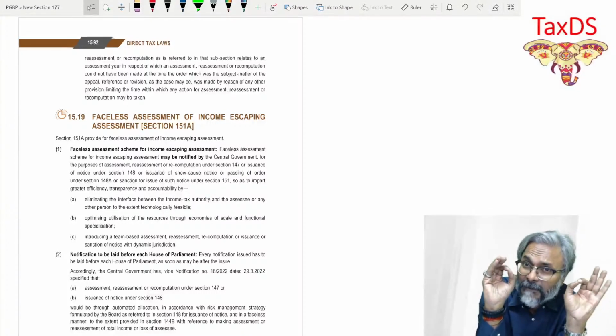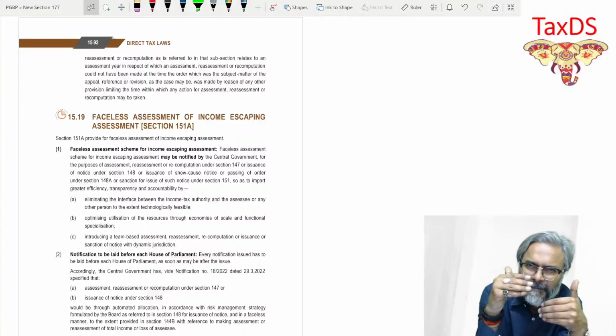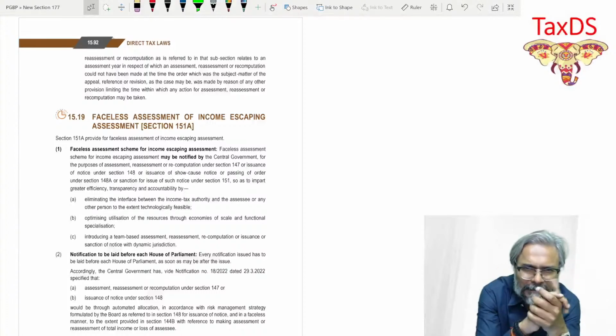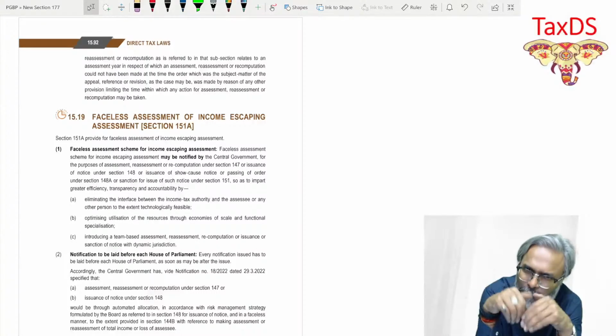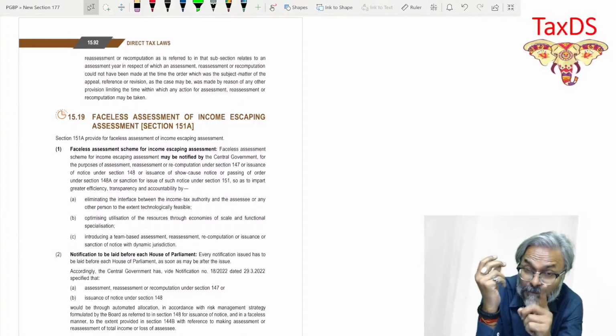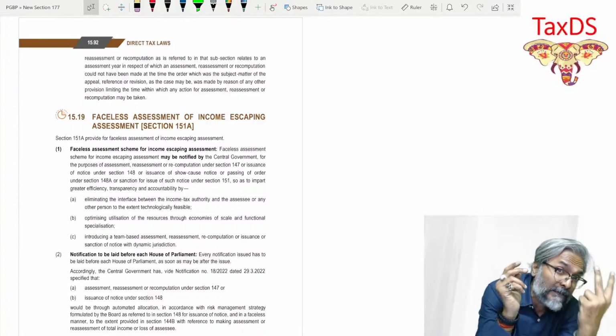Based on this only, they are going to give you the questions in the exam. Apart from that, there are some more small changes that I will discuss with you as we proceed on 147. But majorly, what is the background of the amendment?